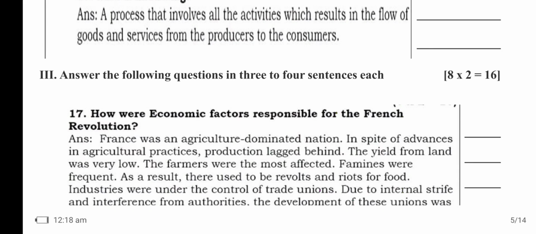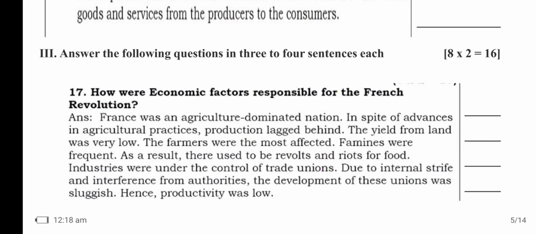The first question: how were economic factors responsible for the French Revolution? France was an agriculture-dominated nation. In spite of advances in agricultural practices, production lagged behind. The yield from land was very low. The farmers were the most affected. Famines were frequent. As a result, there used to be revolts and riots for food. Industries were under the control of trade unions. Due to internal strife and interference from authorities, the development of these unions was sluggish. Hence, the productivity was very low.